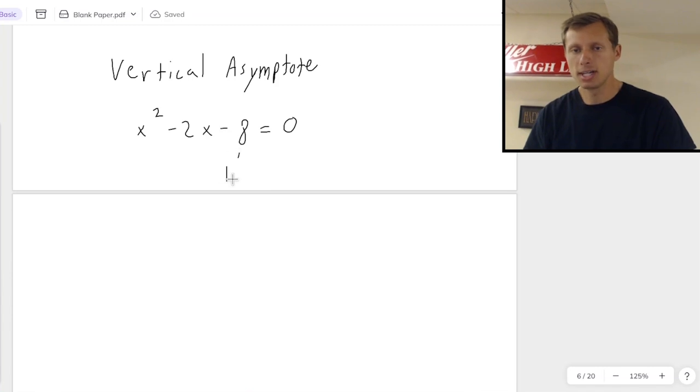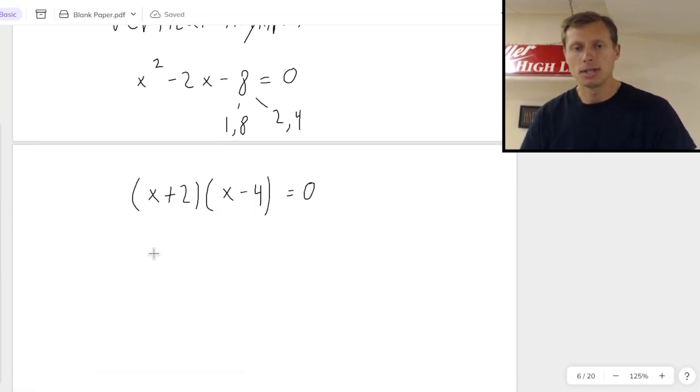So the factors of 8 are 1 and 8, or 2 and 4. I know it needs to be 2 and negative 4 to get me a minus 2 in the middle. So that means it's x plus 2 times x minus 4. And remember, the x values are always the opposite, so negative 2 and positive 4.